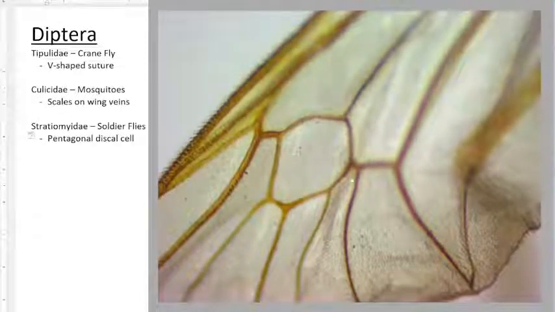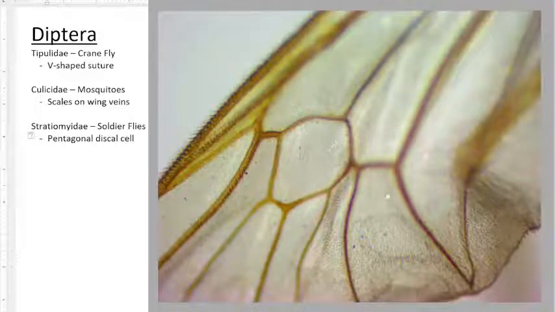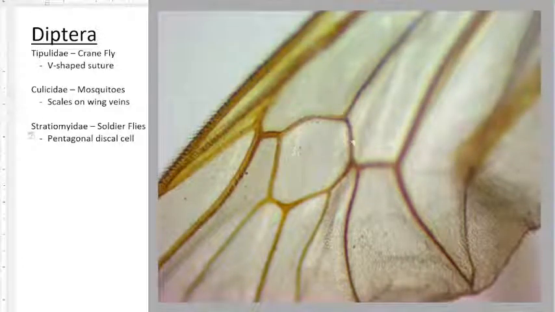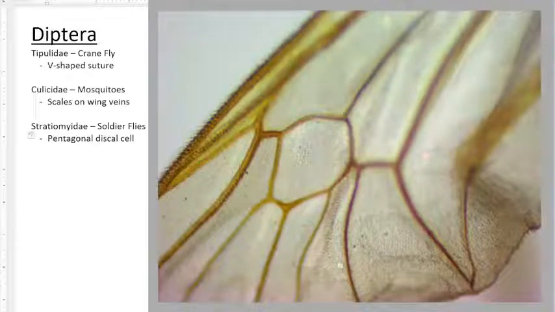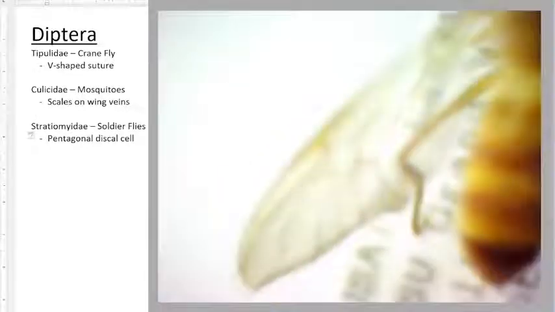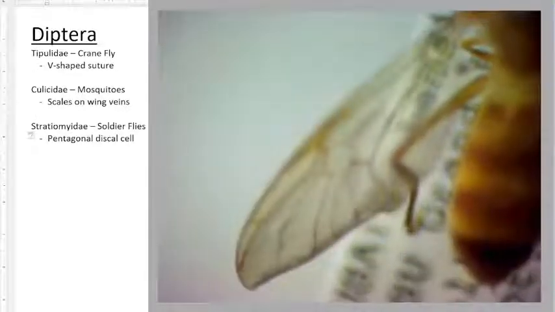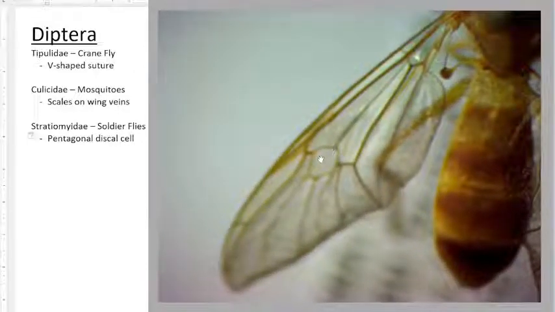So you can see 1, 2, 3, 4, 5. This five-sided cell, all Stratiomyids have them, all soldier flies have them, and that's how you tell them apart from everybody else. I can say a lot of times IDing to family is easier because there's a handful of characteristics that are going to get you where you need to go. You just need to know what those characteristics are. So this is the discal cell.